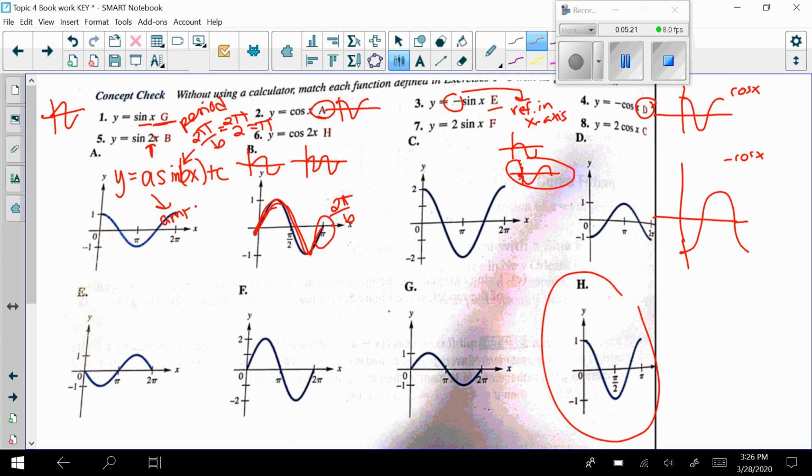Same thing with cosine now. It's the same thing, but it only takes pi. This is the amplitude, so that's the changing of the amplitude, which should be easy to pick out there. Sine x would make it go up to 2 and -2, and then same with that. So F and C for the last two. Those are pretty easy.